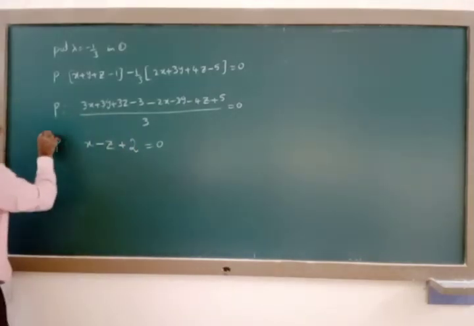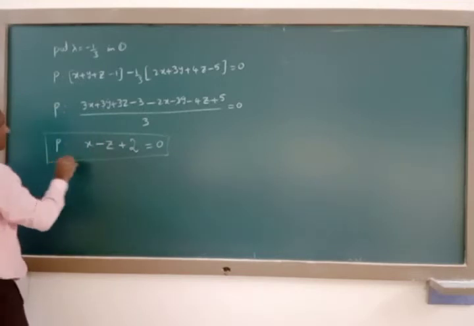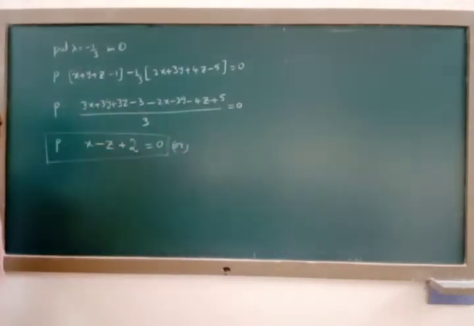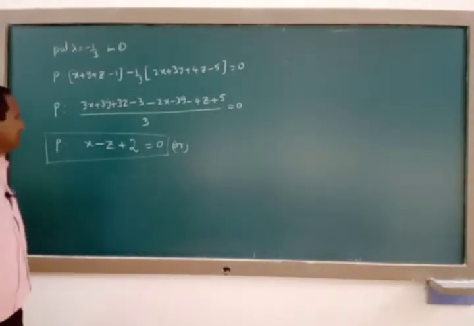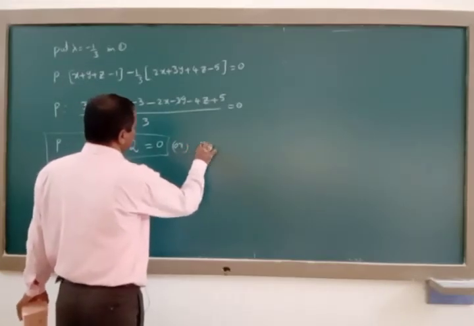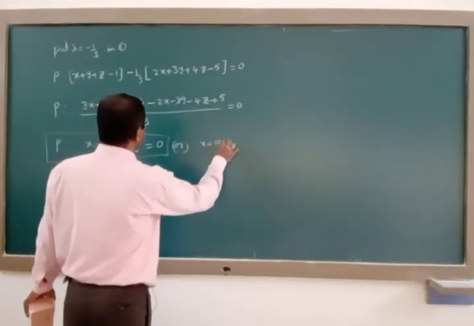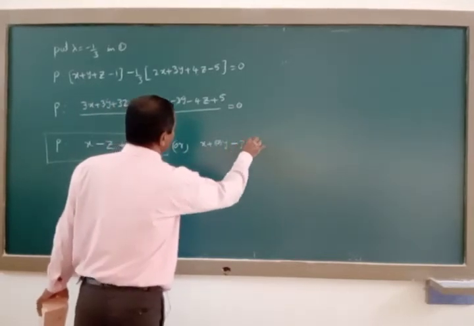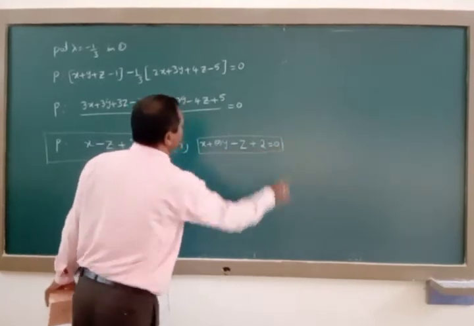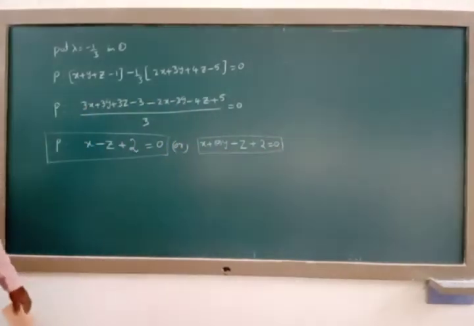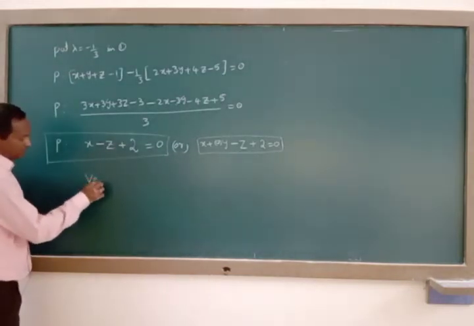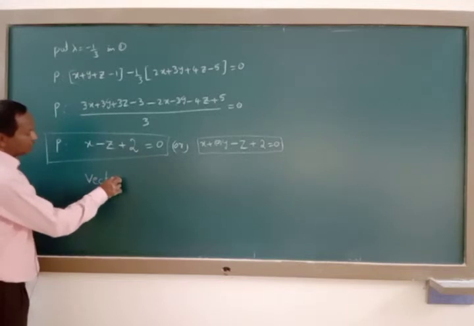It is the required equation of a plane. Or we can write this like this also, because there is no y term in this plane, we must consider 0 of y in place of y. That is x plus 0 of y minus z plus 2 is equal to 0, which is our required equation of the plane in Cartesian form. If they ask for vector form, we must write the vector form also.